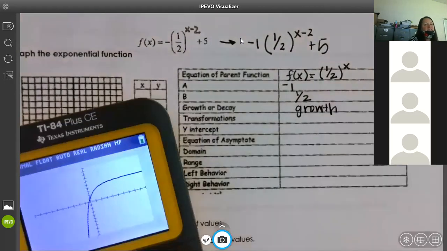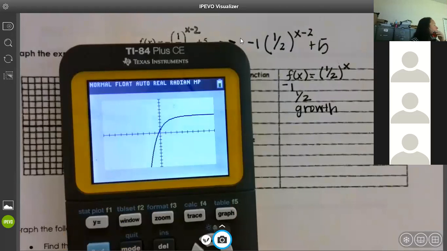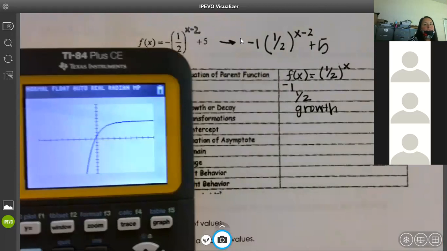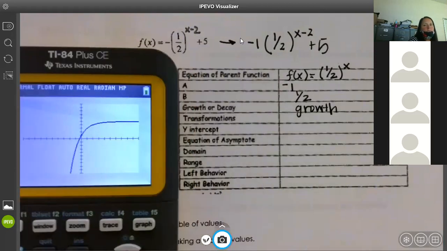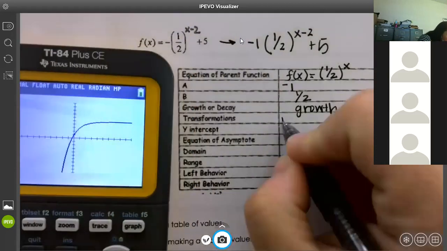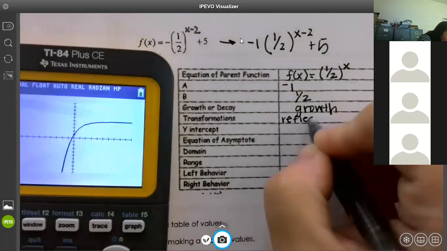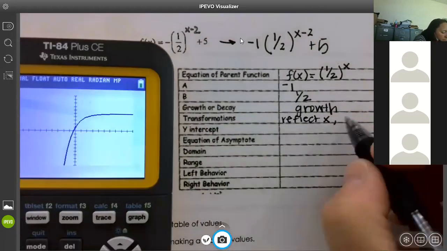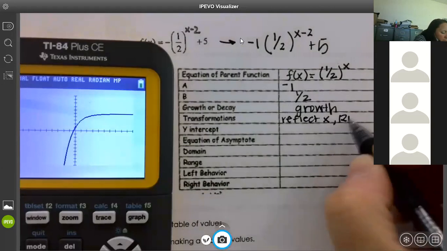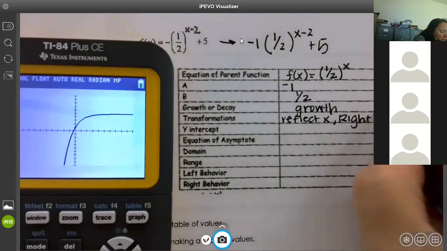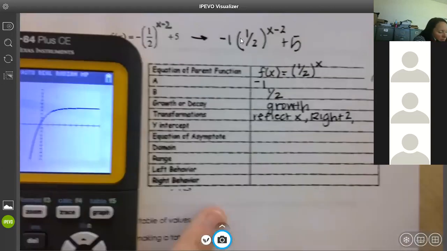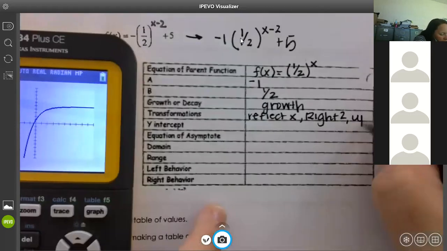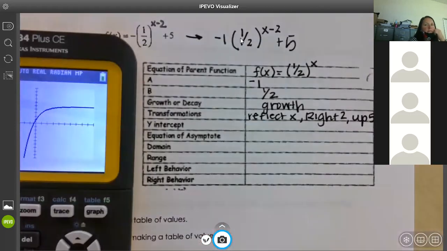What makes it look like this and not like a Nike check? The negative on the outside. That negative on the outside does what? It reflects over the x. So that's one of our transformations: reflect over x. Did we move left or right? Right 2. Did we move up or down? Up. How many? 5. Perfect.